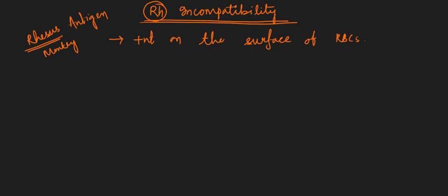So, let's say if the Rh antigen is present, then what will be the consequence? The person will have a positive blood group. We say A positive, B positive, AB positive, O positive. What does that positive actually stand for? This positive stands for the presence of Rh antigen. So if the person has Rh antigen on the RBC surface, then we call the blood group a positive blood group.